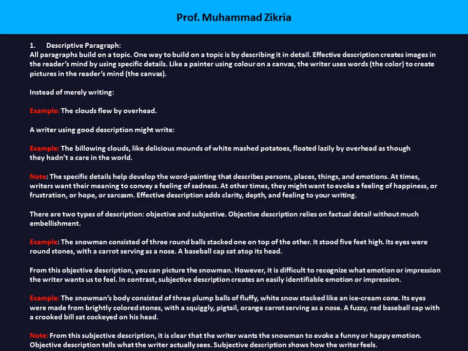Stacked one on top of the other. It stood 5 feet high. Its eyes were round stones with a carrot serving as a nose and a baseball cap set atop its head. From this objective description, you can picture the snowman. However, it is difficult to recognize what emotion or impression the writer wants us to feel. In contrast, subjective description creates an easily identifiable emotion or impression.